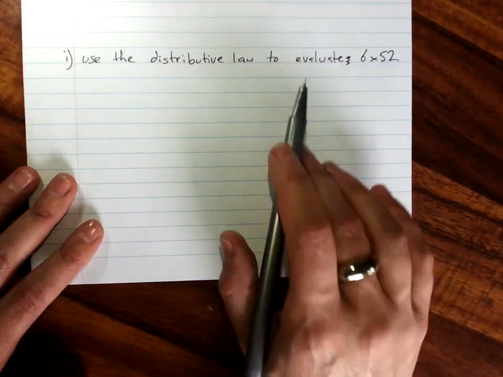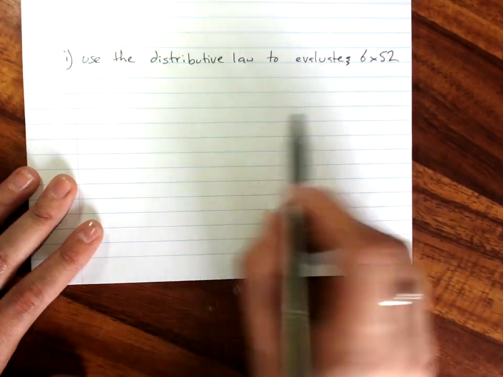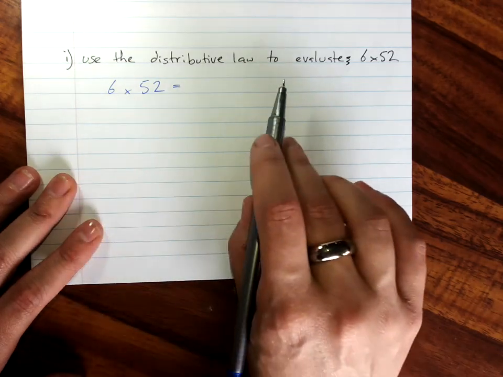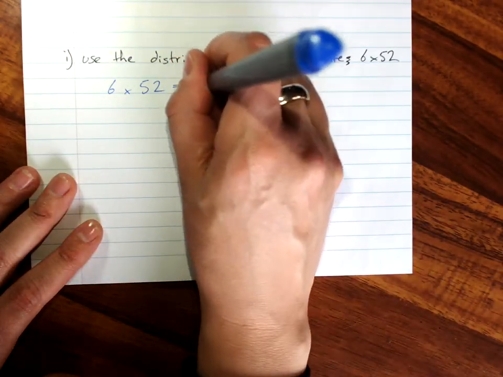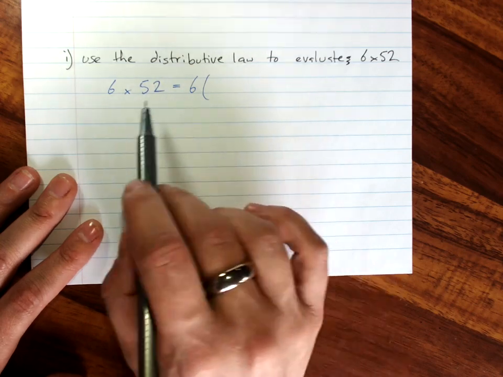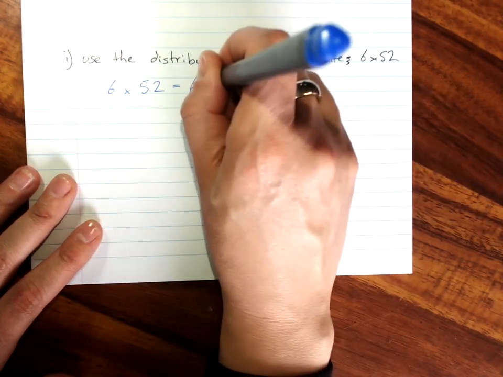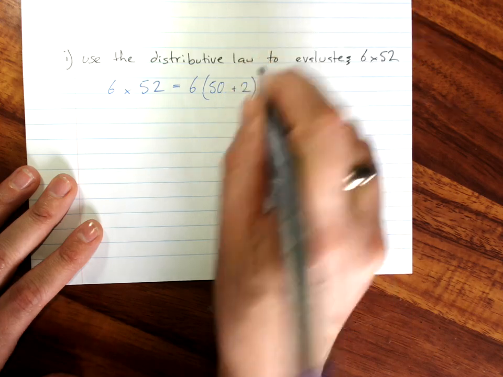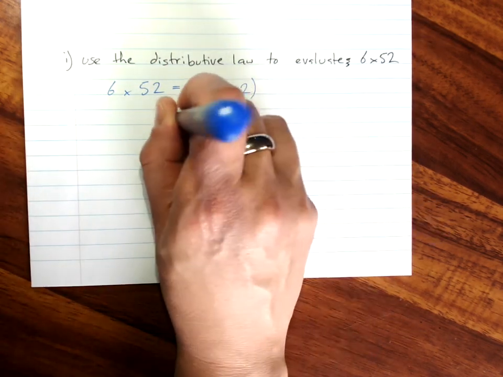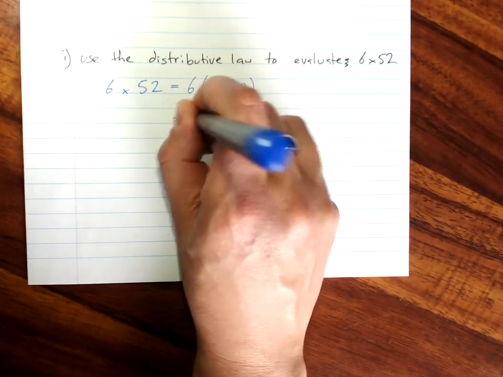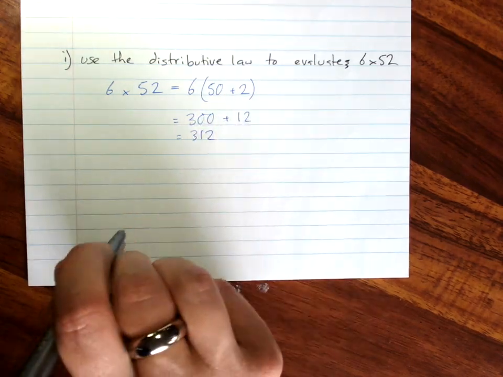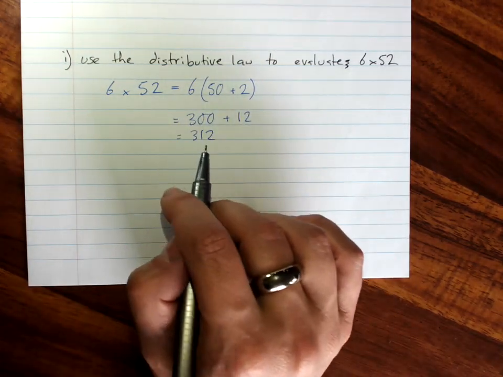Just an aside that this is quite a useful little thing. If I'm evaluating 6 times 52, the idea of the distributive law is to write that as 6 times a sum, or a difference, that will give you 52. In this case, 50 plus 2, and I'm choosing 50 and 2 because they're really easy to multiply by. 6 times 50 is 300, plus 6 times 2 is 12. The answer is 312. A very useful strategy, especially mentally.